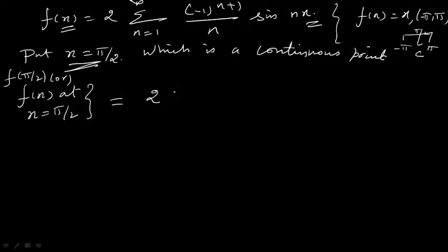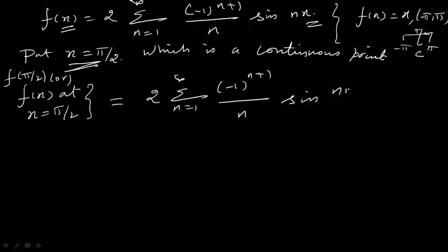That is equal to twice sigma n varies from 1 to infinity, minus 1 whole power n plus 1 divided by n, sin n pi by 2. So we have to replace x by pi by 2. After doing so, since it is a continuous point, you have to replace the value of the function f of x by pi by 2. The given function is f of x equal to x. If you replace x by pi by 2, what happens? You get only pi by 2.